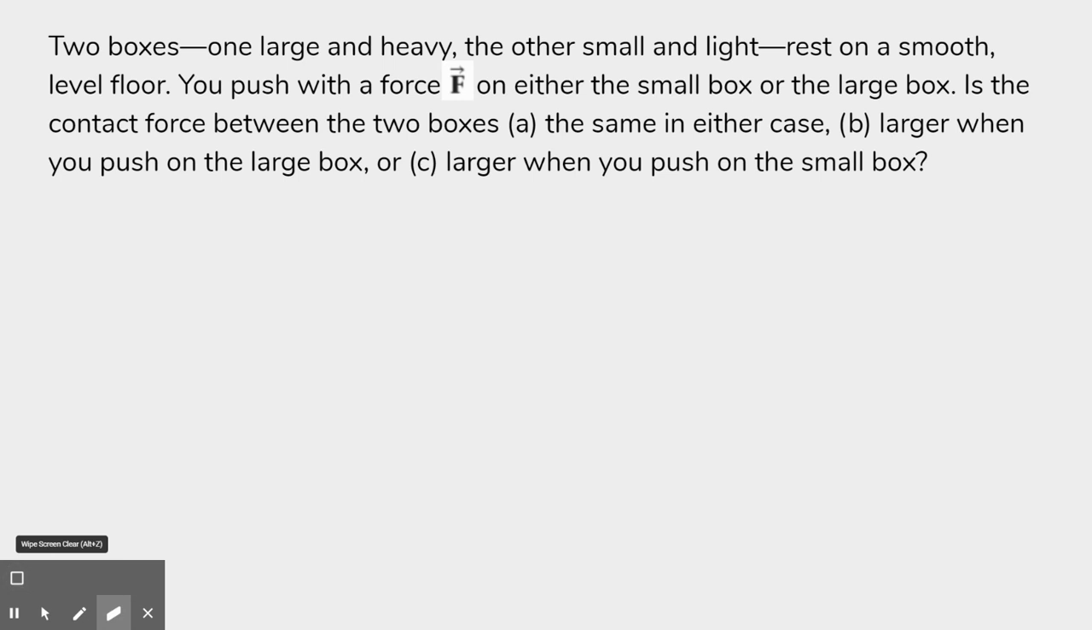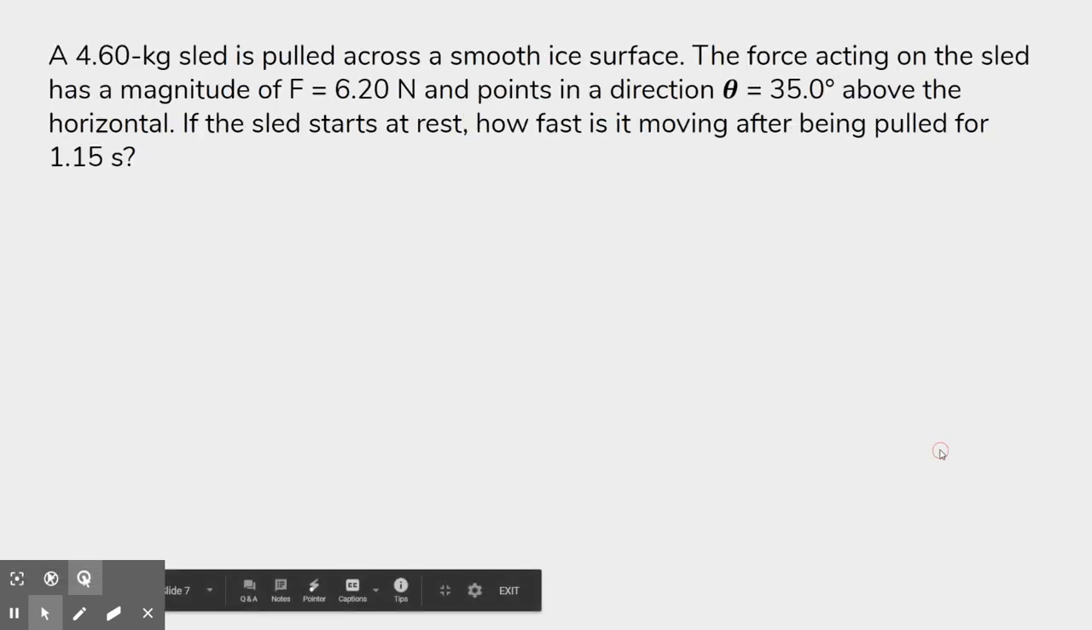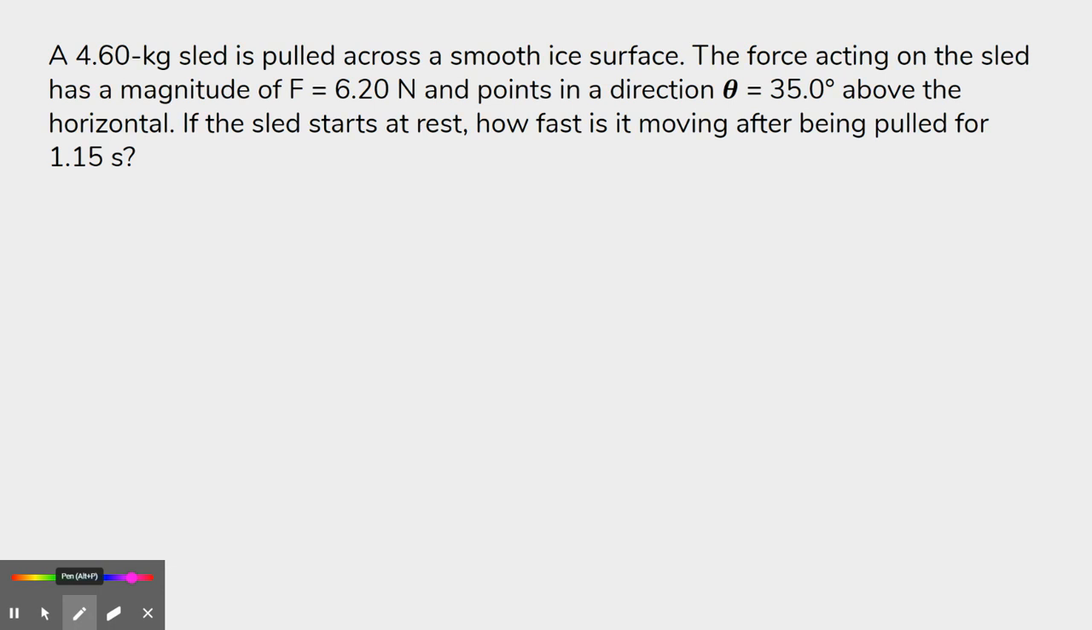And there is a problem in the book where you will actually apply numbers to that. Another one. This time, we have a sled being pulled across an ice surface. So here's our surface. I'm going to make our sled a little rectangle like this. It's being pulled across an ice surface.